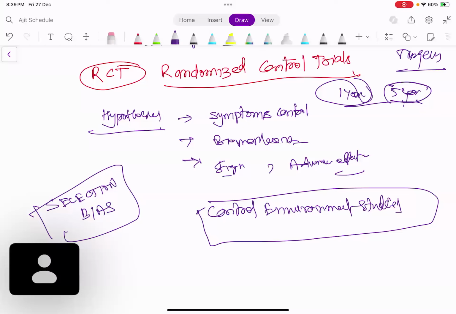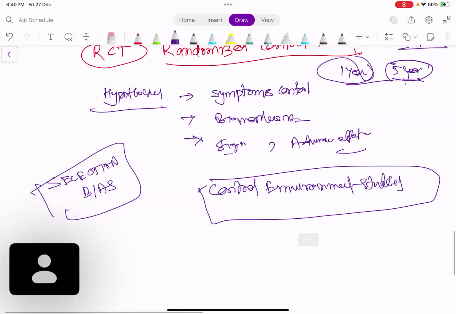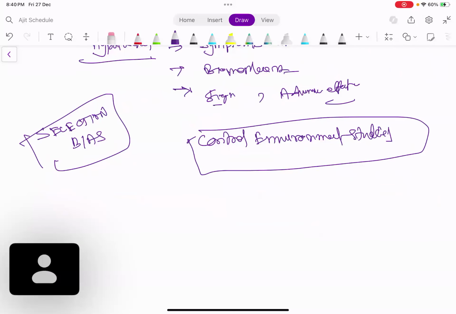What are arms? Both are randomized arms, but one is case and one is control, like high dose versus low dose in this case. So everything will be a controlled environment. So now, whatever patients are taking, whatever patients come with high risk, guys, focus, high risk.